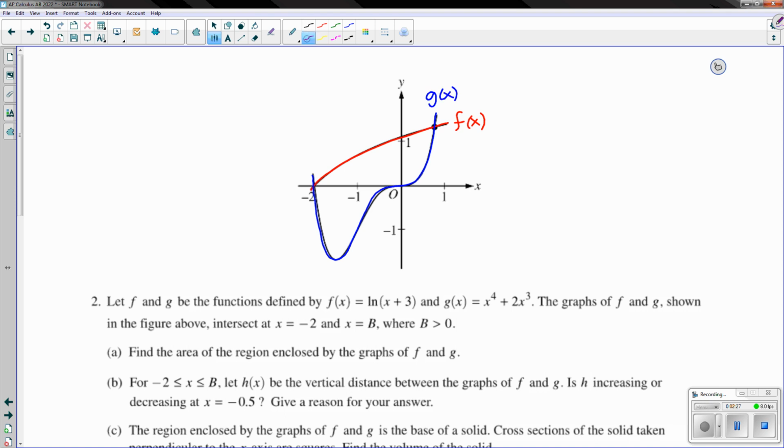Now, one last piece of information we should try to find before we start this problem, because we're going to need it, is this point of intersection that they have designated as B. So we're going to be able to find that using our calculator pretty easily.